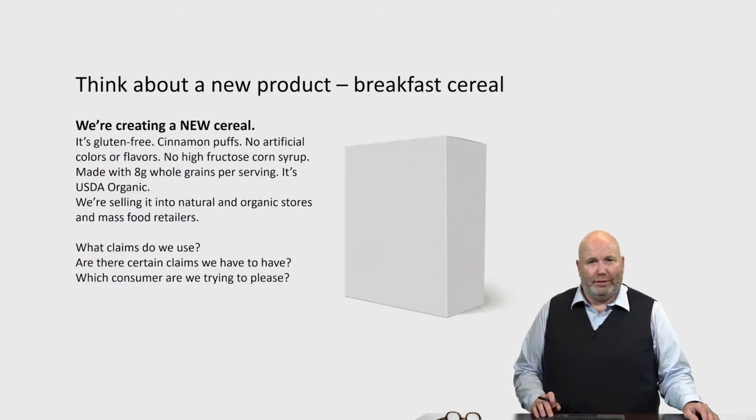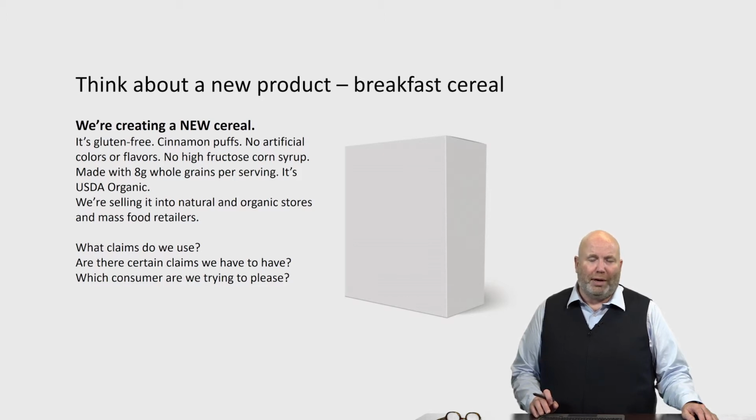Let's think about a new product. Let's say we're going to design a new breakfast cereal. Do we want it to be gluten-free? Do we want it to have a cinnamon puff? Do we want no artificial colors or sweeteners? Do we want it not to have corn syrup? Do we want it to be whole grains? Do we want it to be USDA organic? And we want to sell it in natural and organic stores and mass retailers. What label claims do we want to use? Are there certain label claims we have to have? What type of consumer are we trying to please?